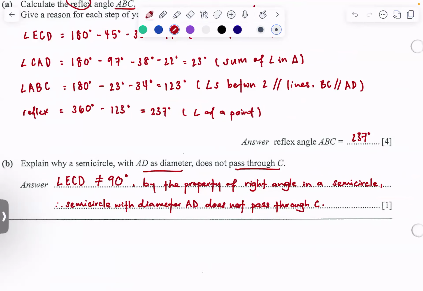So in this case, for questions like this, if you find it hard to explain, you should always draw it out. The moment you draw it out, you'll be like, oh, yeah. You'll be able to visualize it. And then you'll be like, oh, yes, this is why it does not pass through C. Okay? So, yep, let's go on to the next question.